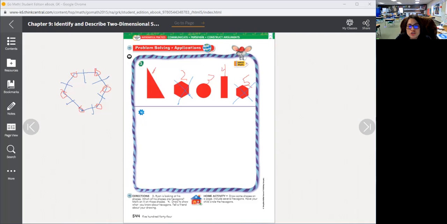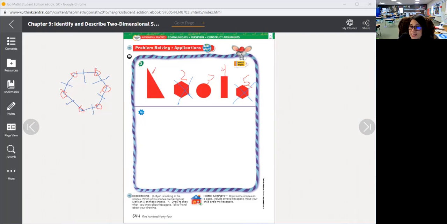It says, draw to show what you know about a hexagon, okay? So that means you got to draw everything you know about a hexagon. What do you know about a hexagon? Well, a hexagon has 6 sides. A hexagon has 6 vertex. So go ahead and draw your hexagon, what you know about a hexagon.